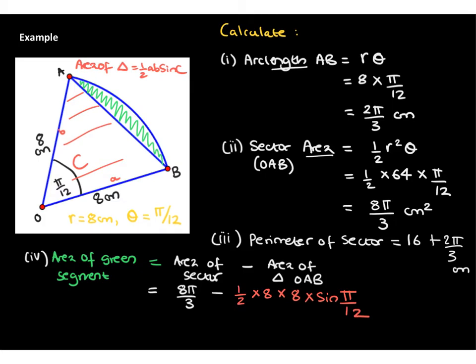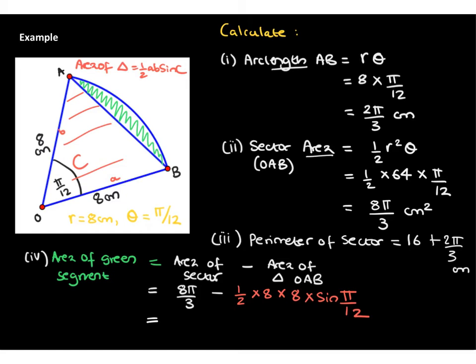Now, this is where you need to input the part in red straight into your calculator without trying to convert pi by 12 into degrees and then taking the sine of it. So what I want you to do is input this whole calculation, 8 pi by 3, take away a half times 8 times 8 times sine pi by 12 into your calculator in one line, and then see whether you get the same answer as I do.